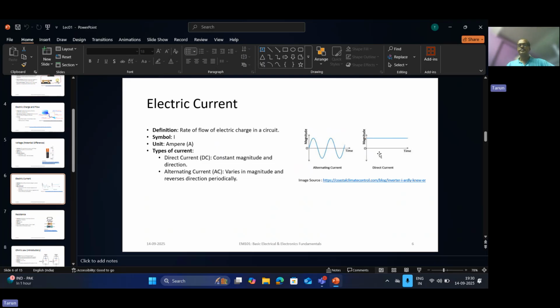Of the two diagrams, the first one shows the alternating current and the second one shows the direct current. In alternating current, the magnitude and the direction are continuously changing with time, whereas in the second diagram, the magnitude of the current and the direction are fixed with respect to time.